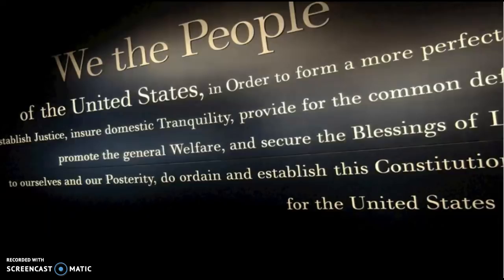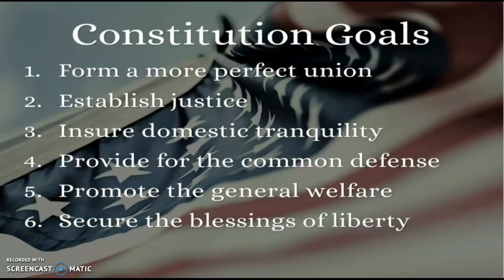In that preamble, there are 6 goals. Form a more perfect union, establish justice, ensure domestic tranquility, provide for the common defense, promote the general welfare, and secure the blessings of liberty.